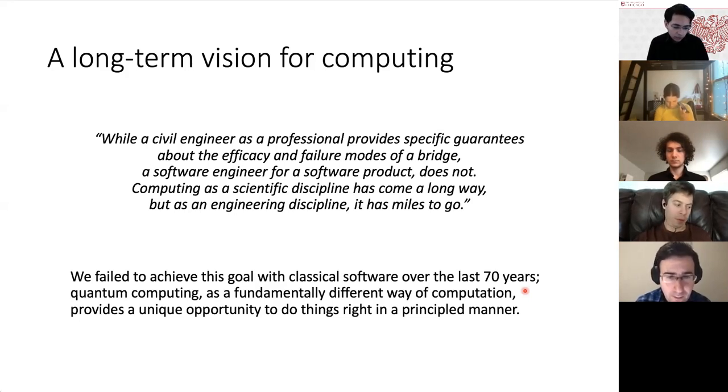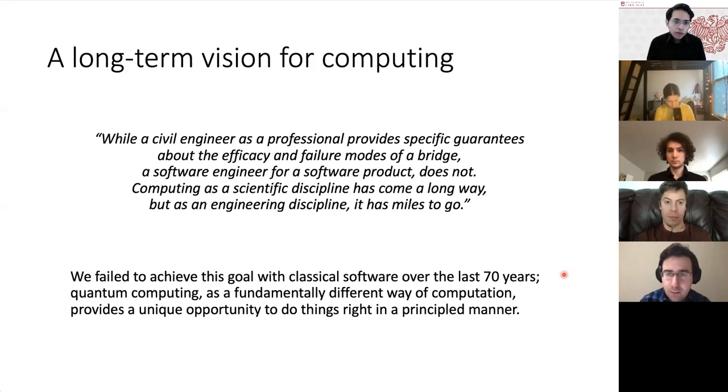If we think about the past 70 years of classical computing, we haven't really achieved this utopian goal of being able to provide solid guarantees about software. But we are currently in the 60s era of quantum computing. The machines are just coming up, and it gives us a unique opportunity to think about how we want to design software in the future in a principled manner.